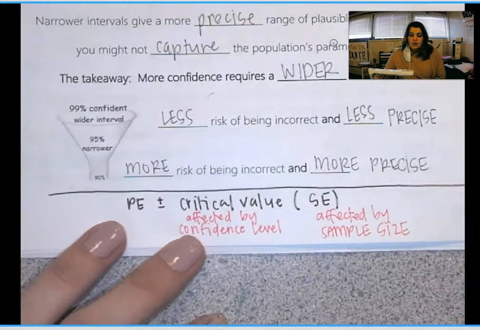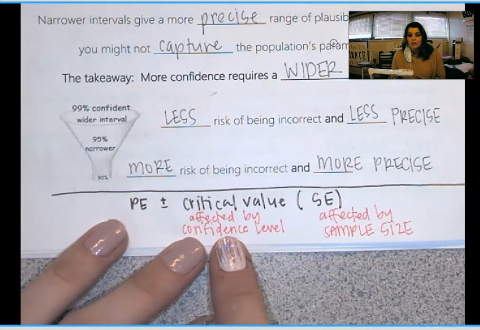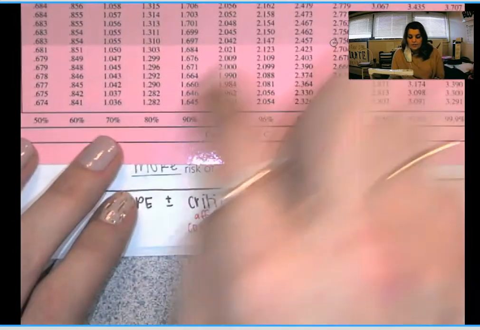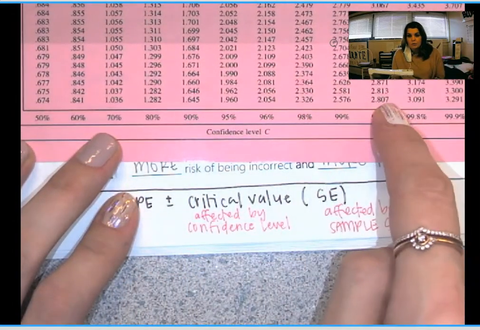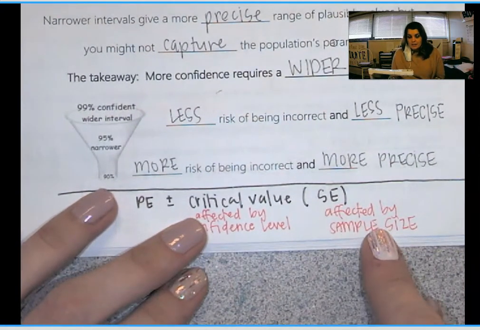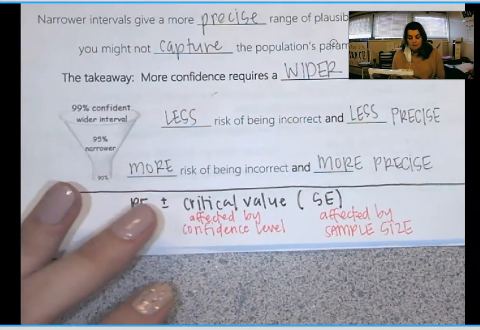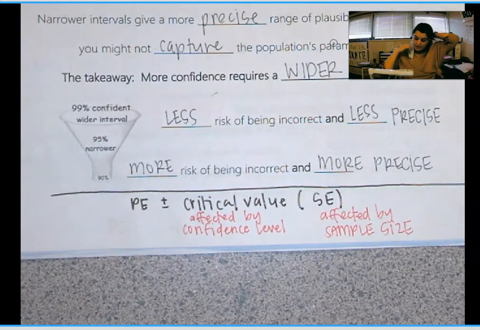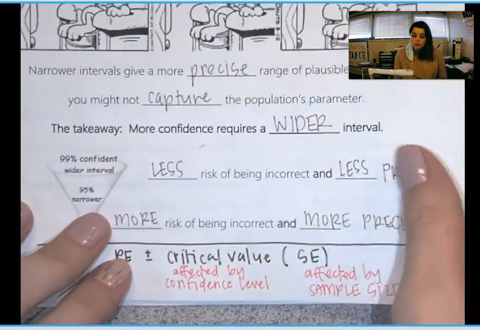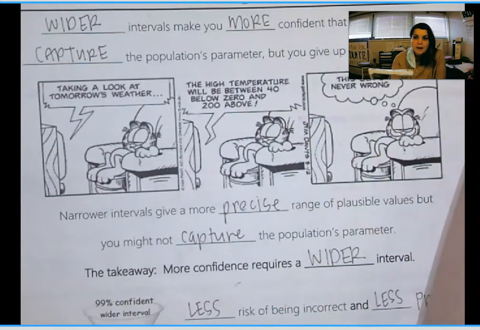When you are looking at a confidence interval, critical value is affected by your confidence level. As your confidence level increases, so does your critical value. And you can see that here on your pink table. Standard error is affected by sample size. As you increase your sample size, you decrease your margin of error. They are hoping that you would make those connections when you try the problems like we did here.